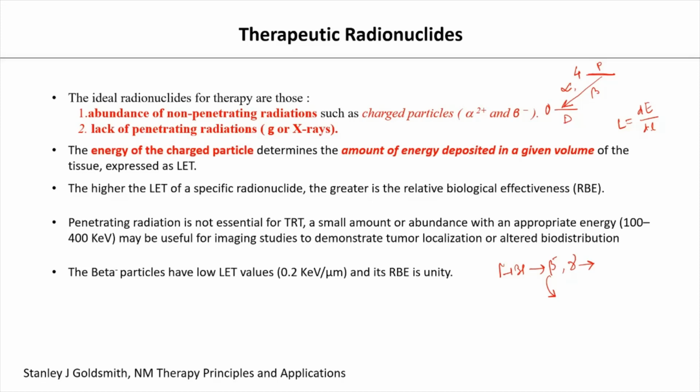And beta particles, as we have already discussed, are low LET particles and their RBE is unity, and you can see how low it is. It's 0.2 keV per micrometer. So these beta particles have low LET values. So if a given radiation has low LET, the RBE will also be low, and if LET is higher, then RBE will be higher. If you have any doubt regarding these things, you can go and see my lecture series on clinical radiobiology.